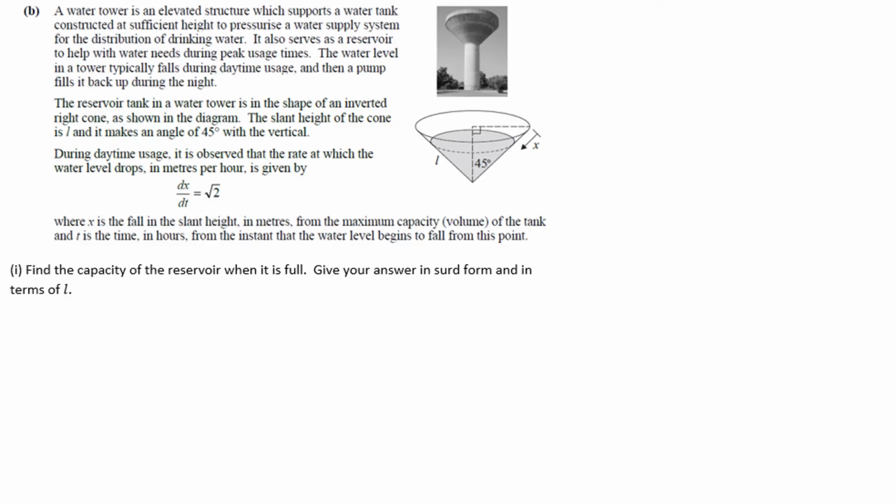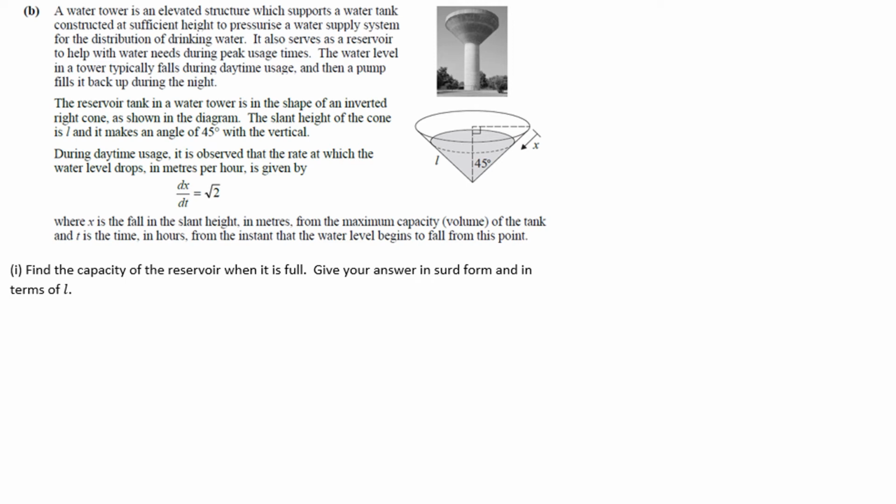So part B is a follow-on. We still have an inverted cone, but the question differs slightly. So it says a water tower is an elevated structure which supports a water tank constructed at sufficient height to pressurize a water supply system for distribution of drinking water. It also serves as a reservoir to help with water needs during peak usage times. The water level in a tower typically falls during daytime usage, and then a pump fills it back up during the night. The reservoir tank in the tower is in the shape of an inverted right cone as shown in the diagram. The slant height of the cone is L, and it makes an angle of 45 degrees with the vertical.